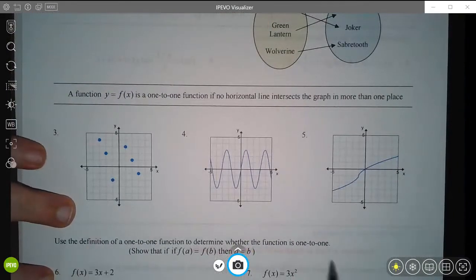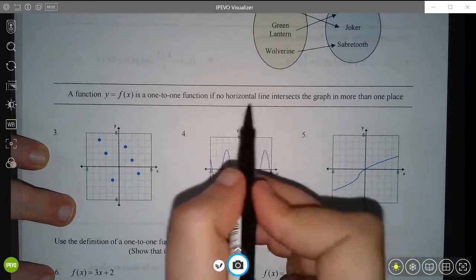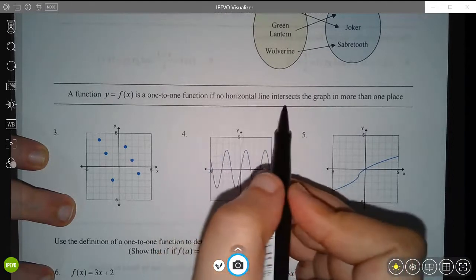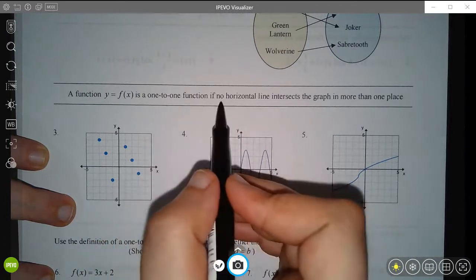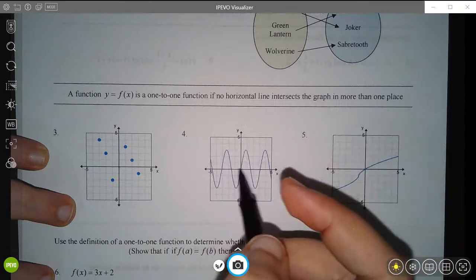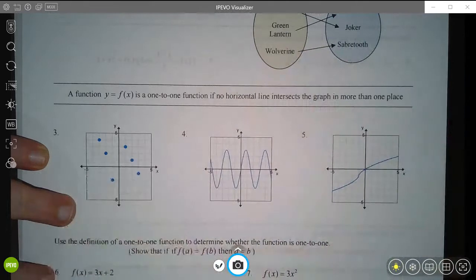Okay, what about this one? Number 3. Do you think this is 1-to-1? Now, like I said, for 1-to-1, the test we're going to use is a horizontal line test. As you can see in the notes right here, I have it written down. A function is 1-to-1 if no horizontal line intersects the graph at more than one place. So if you draw a horizontal line and it intersects at only one spot, no more, then you're good.